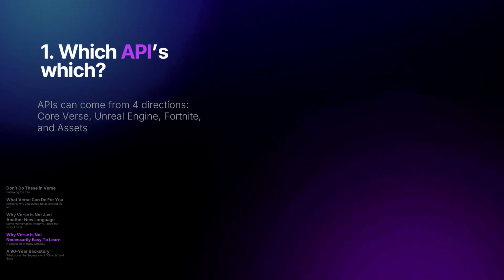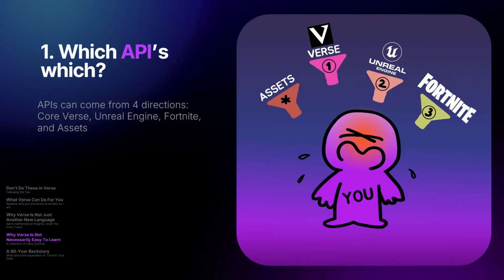Understanding Verse's four API layers simplifies learning. One, core Verse. Epic keeps this small, engine agnostic standard open for adoption. Two, Unreal Engine API specific to Unreal, like UI and diagnostics. Three, Fortnite API for game elements like players and vehicles. Four, Project Assets API accesses your project's unique assets via reflection. Like distinguishing Python features from Maya specific ones, knowing these layers helps you better understand Verse code.